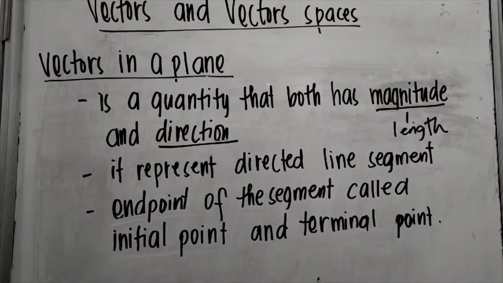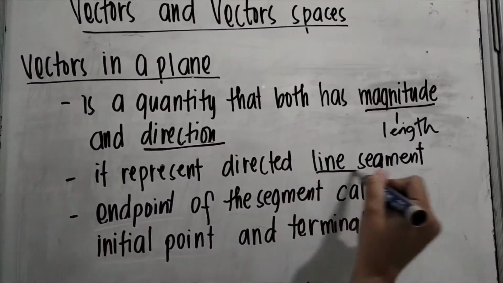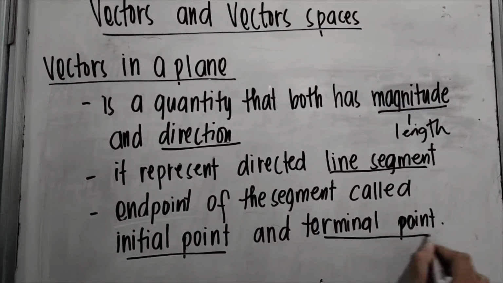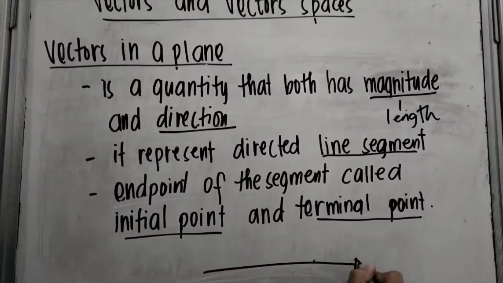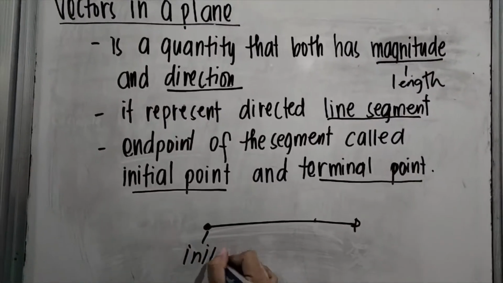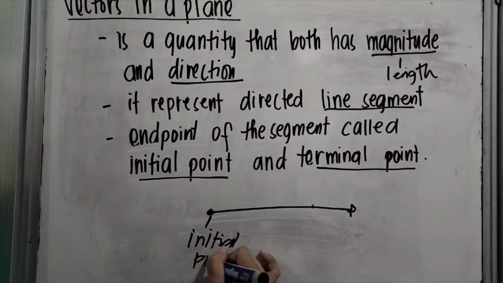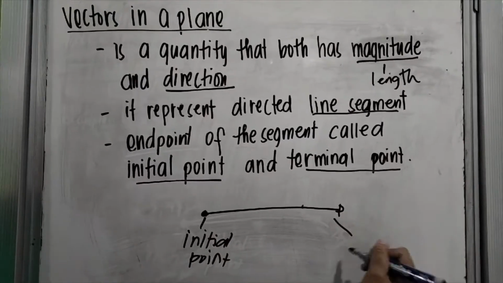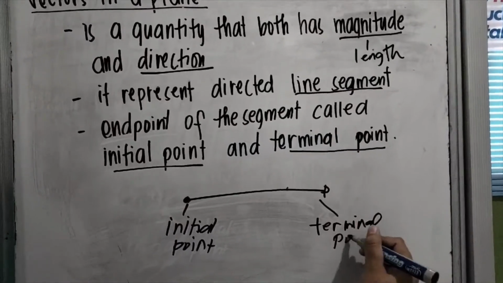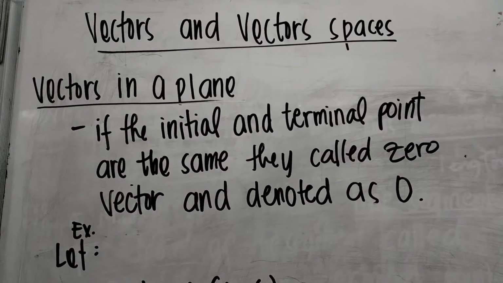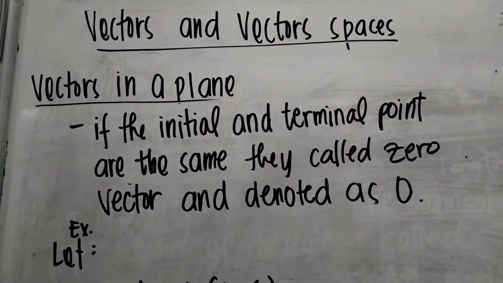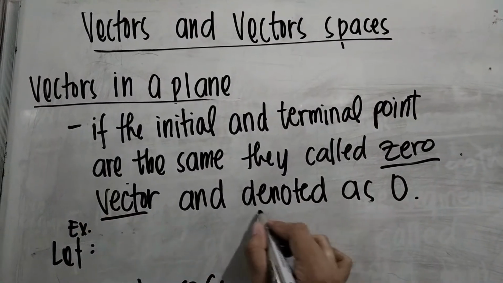So, a vector in a plane is represented by a directed line segment, and each endpoint is called the initial point and the terminal point. So, this is the line segment. This is the initial point, and this is the terminal point. So, if the initial and terminal point are the same, they are called the zero vector and denoted as 0.